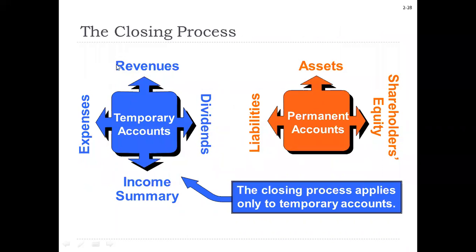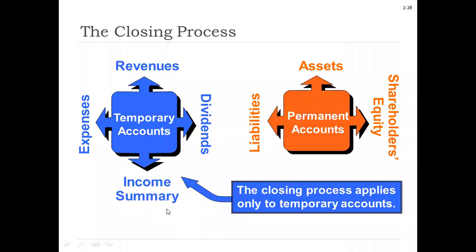Let's step back. For revenues, we're going to zero those out. And the way we zero them out is we zero them against an account called income summary. So we're putting all the revenues into this account called income summary, making all the revenues zero. Then we put all the expenses into the income summary and zeroing these out. So the income summary, after you put all the revenues in there and after you put all the expenses in there, equals your net income.